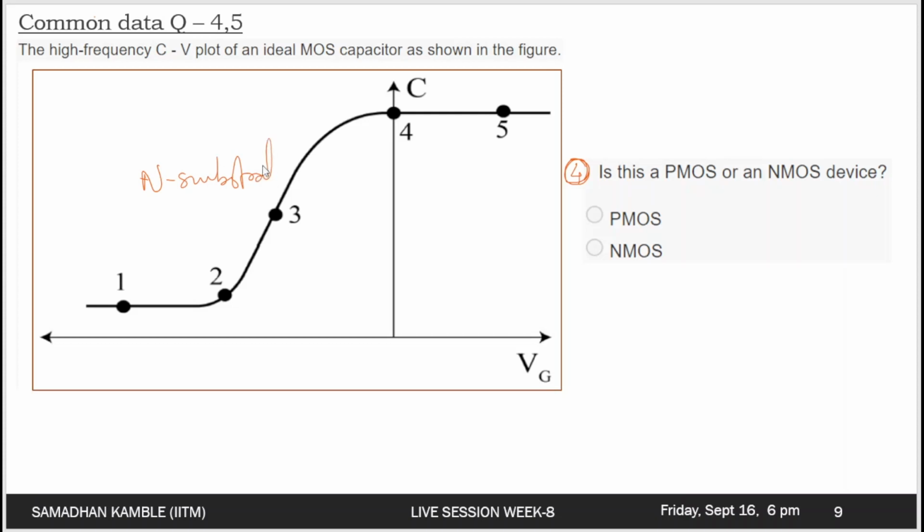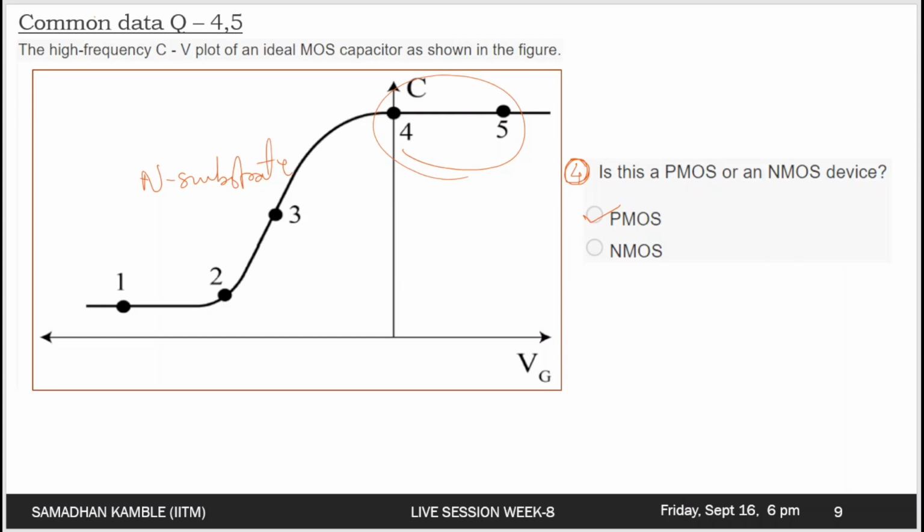Okay, so this is for PMOS, which is nothing but the N type substrate, and we also know that when we apply the positive gate voltage, the accumulation of the negative charges, which are the majority carriers in the N substrate, gets accumulated. So this is indeed the accumulation region, and this is the accumulation region because it was an N substrate, which corresponds to the PMOS. So indeed the PMOS is the correct answer. Akshay has explained it nicely.